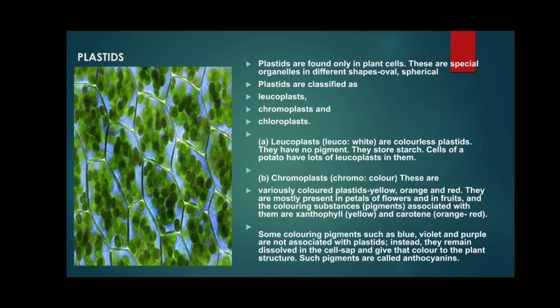Some coloring pigments such as blue, violet, purple are not associated with plastids, because these colors are dissolved in the cell sap and give that color to the plant structure. Such pigments are called anthocyanin. An example is the croton plant, where we can see differently colored pigments.